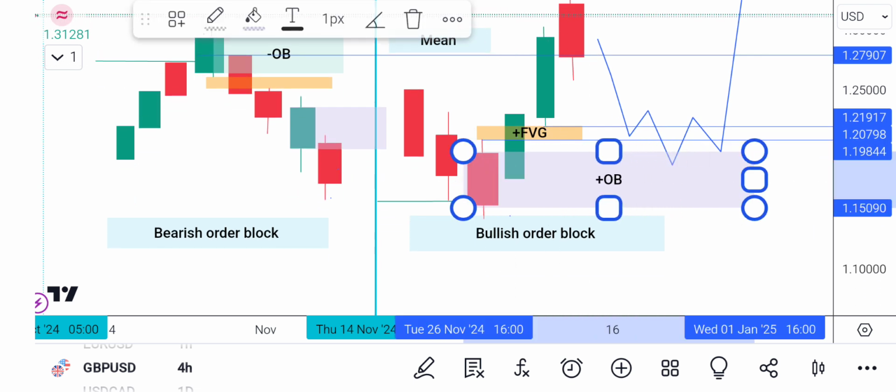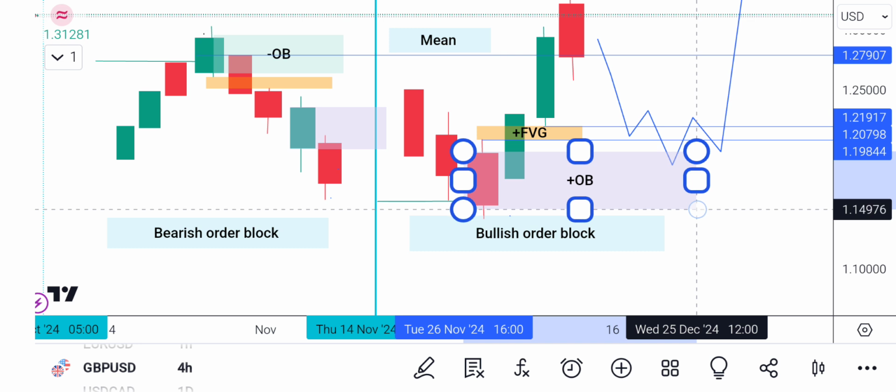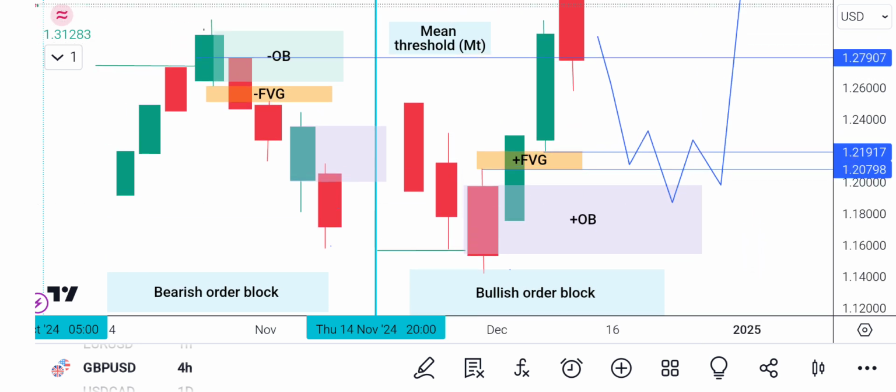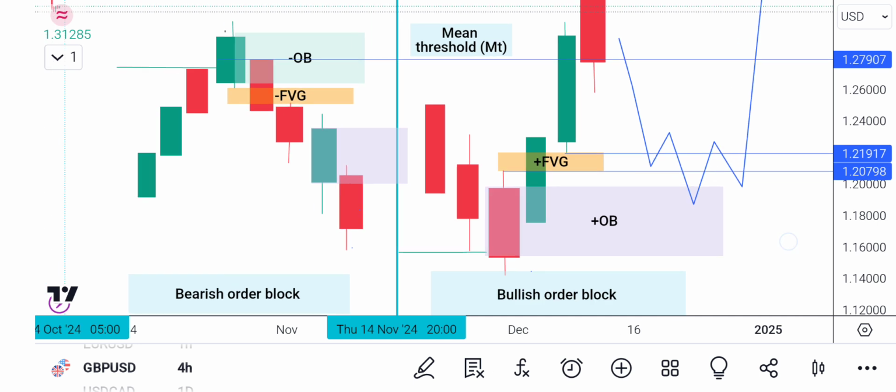So to note, a bullish order block is denoted as what? Positive OB, okay? Positive OB is for bullish order block, meaning it is going to lead to a bullish market. And then positive FVG is a bullish fair value gap, meaning that it is going to lead to a bullish market. Negative OB is bearish order block. Negative FVG is bearish fair value gap. I hope you get the point.